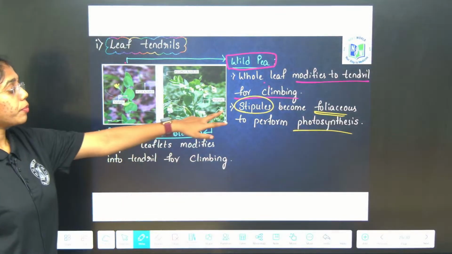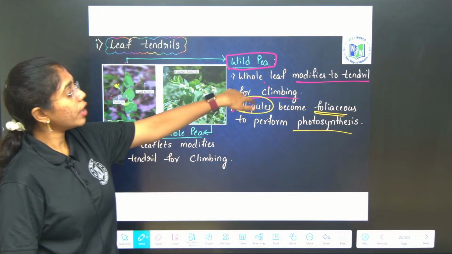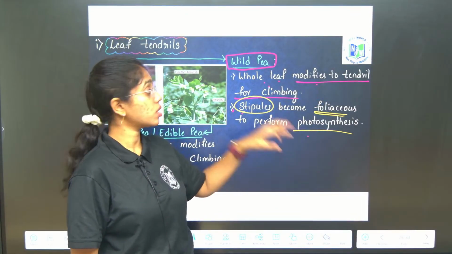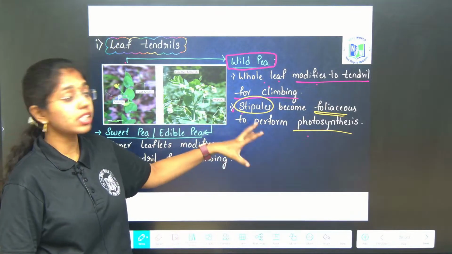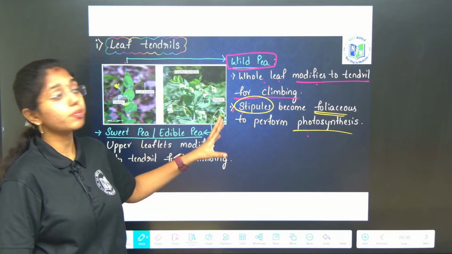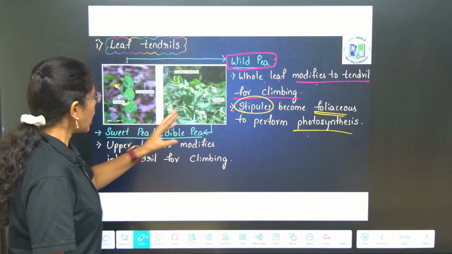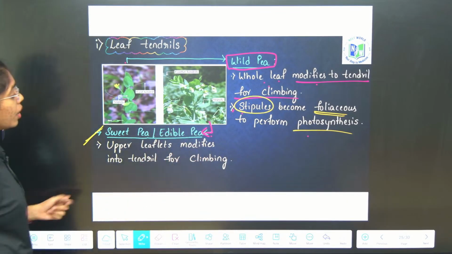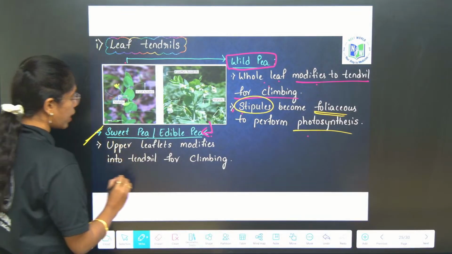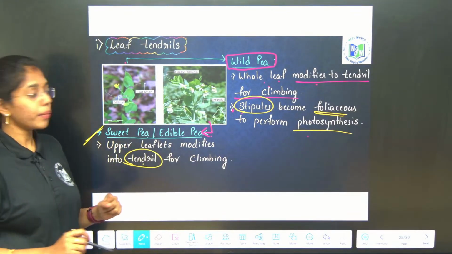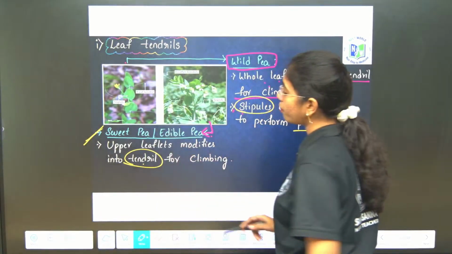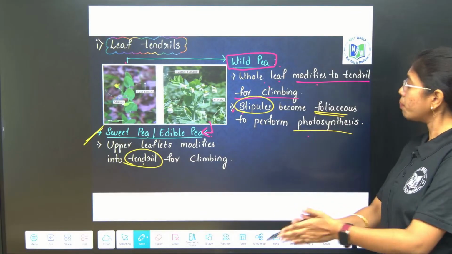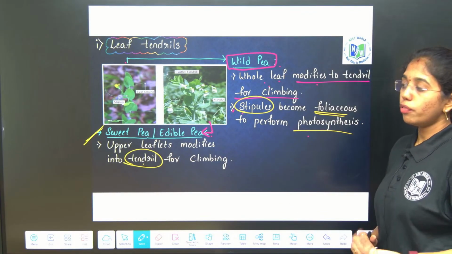Okay. What are performing photosynthesis? Stipules, wherein the whole leaf is modifying to tendril and here stipules are performing photosynthesis. Important descriptions, please take a note of it. We can expect a statement based question. Next is sweet pea or edible pea, wherein upper leaflets are modified into tendril for climbing. Here only upper leaflets are modified into tendril for climbing. In wild pea, the whole leaf is modified and stipules will become foliaceous to perform photosynthesis.